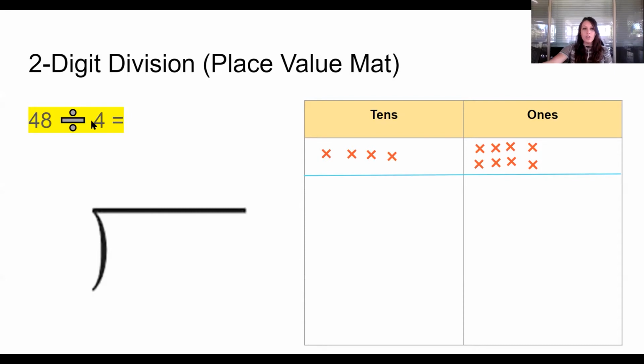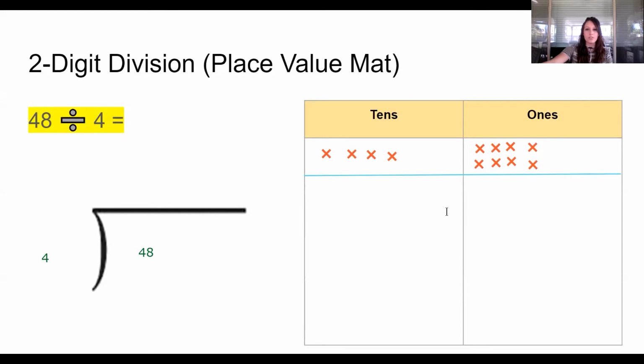Perfect. Now that we've represented the number 48, I'm also going to put 48 here because this is where it belongs in our division equation. So we have 48 divided by 4. The dividend goes on the inside, the divisor goes on the outside, and then the quotient belongs on top here. And the quotient's our answer, so we're going to be solving for that.